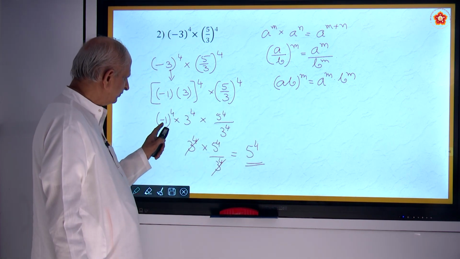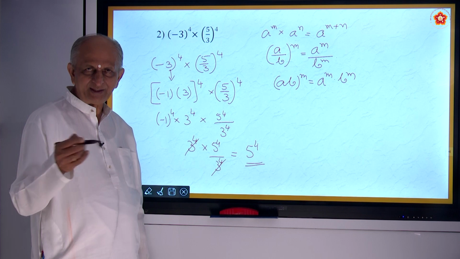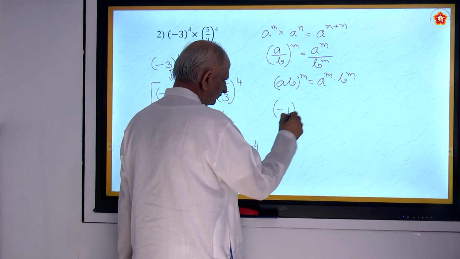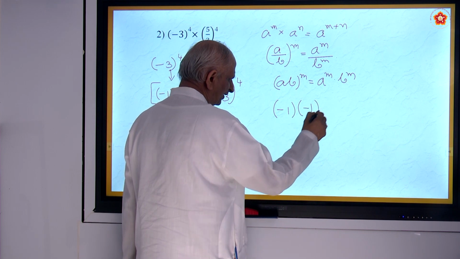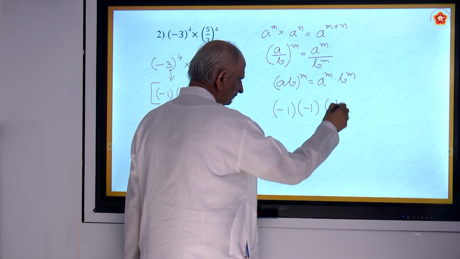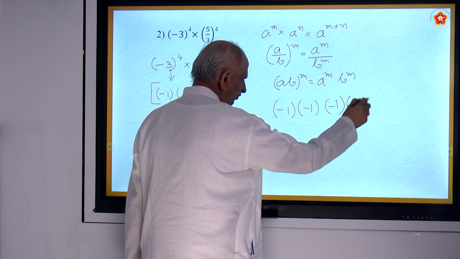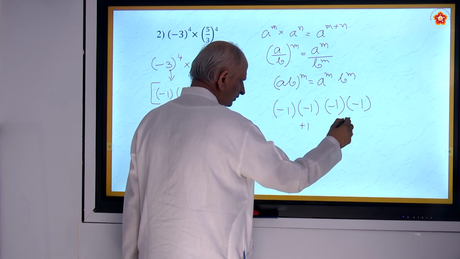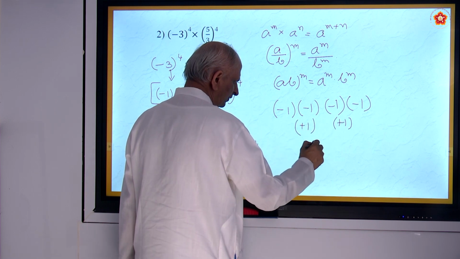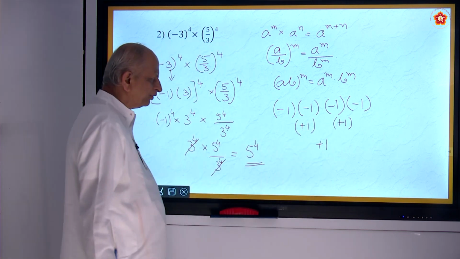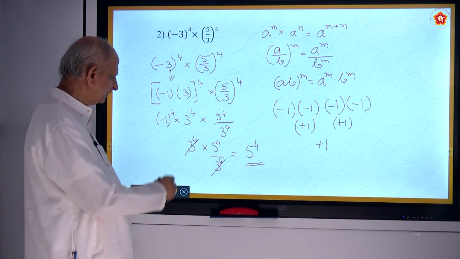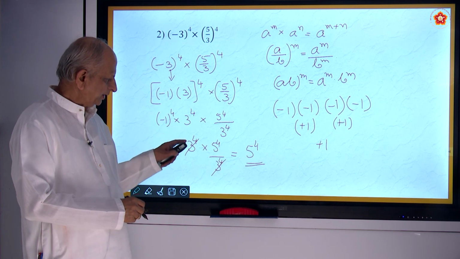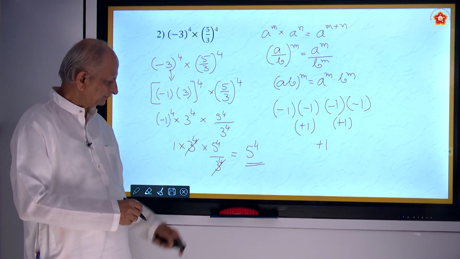Minus 1 to the power of 4 means minus 1 into minus 1 into minus 1, 4 times. Minus 1 into minus 1 is how much? Plus 1. Plus 1 into minus 1 into minus 1, so this is plus 1, this is plus 1. Plus 1 into plus 1 is how much? 1 only. So I have not written that. So this means 1. Okay, 3 to the power of 4 cancels here.